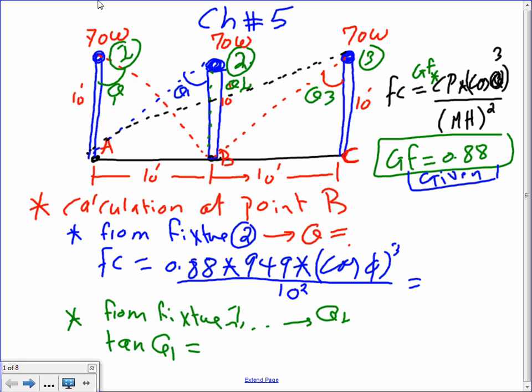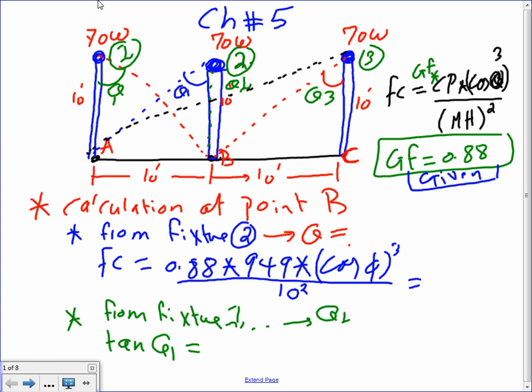Everybody understand what we're doing? When we did chapter 4, if you remember, the ones who were here, we did one pole and 3 points from one pole, one fixture. This time we have multiple poles, multiple contributions from different fixtures. Now we have 3 poles, 3 fixtures, and we need to find the foot candle at 3 locations.